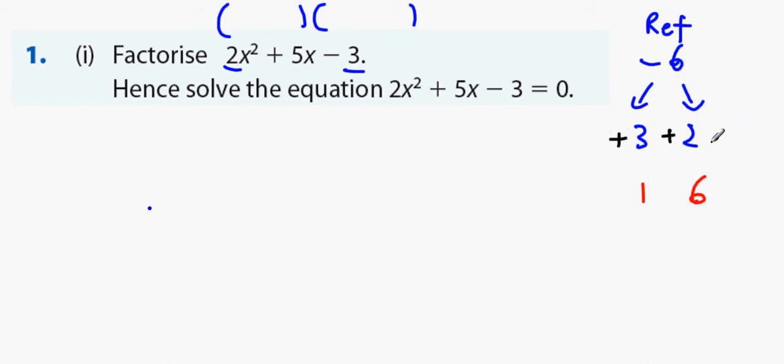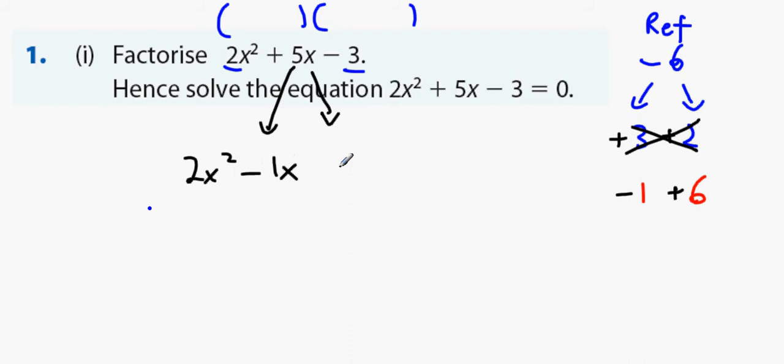The next one's going to be 1 and 6. So if you had plus 6 and minus 1, minus 1 plus 6 gives you plus 5. And minus 1 multiplied by 6 gives you minus 6. So that's the correct answer, okay? So what we're going to do is split them up. So we've got 2x squared minus 1x plus 6x minus 3.